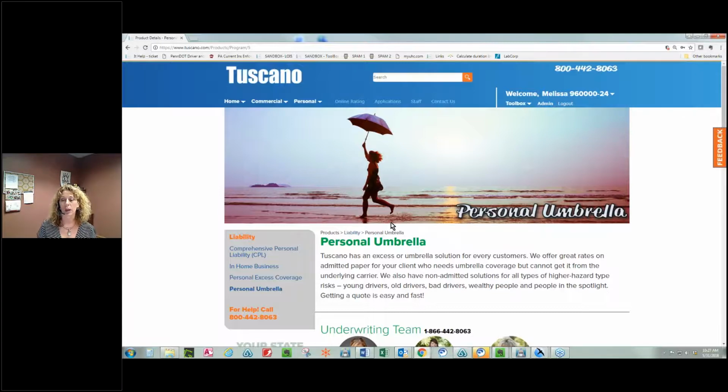We're able to do rental dwellings on a personal umbrella, personal lines form. We just can't include them if they're on a commercial form. The other thing that's a big product for us are homeowners and dwelling fires.